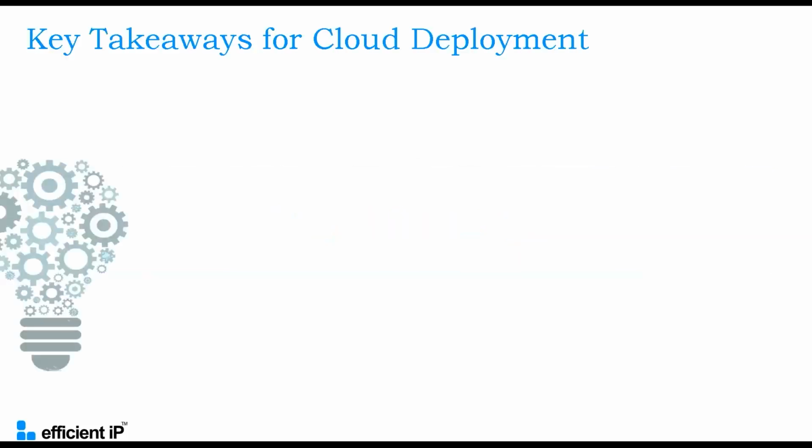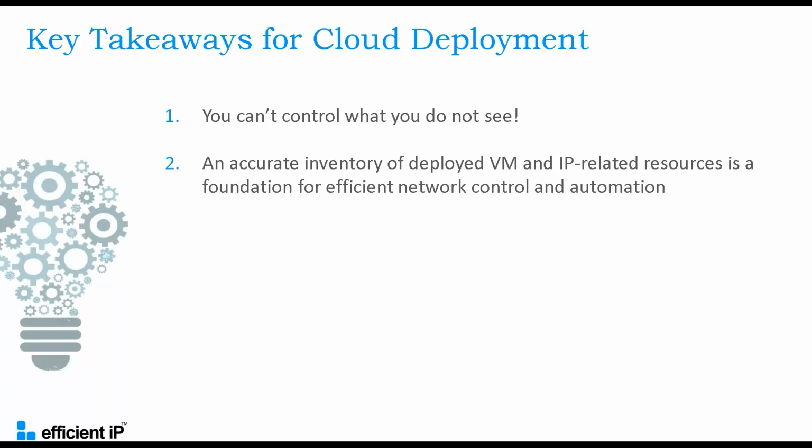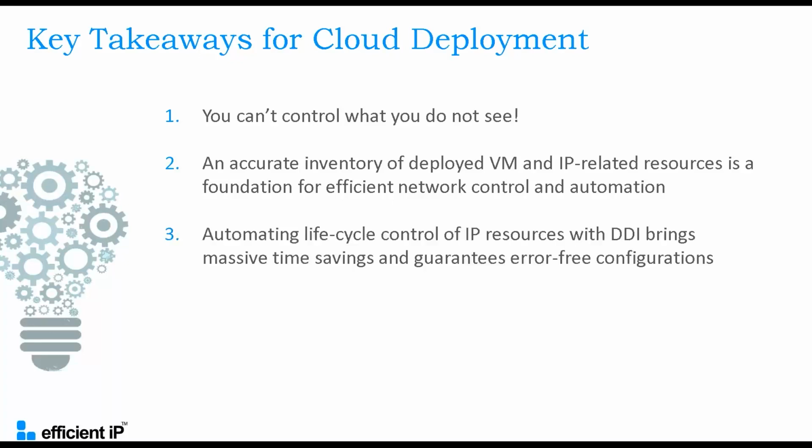So some takeaways then, and I hope that all made sense. But some takeaways, and this is my mantra. People that know me and speak to me will know that I've been saying this for ages. You cannot control what you can't see. It's just impossible. You need an accurate inventory of everything, deployed VMs, IP-related info, so that you can make decisions about your network. Not just accurate decisions, but decisions full stop. Because without all of the information, you could be landing yourself in failure or in dire straits.